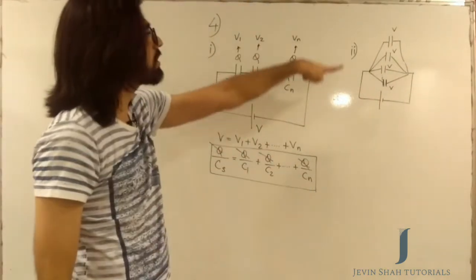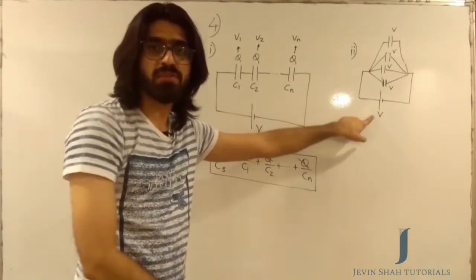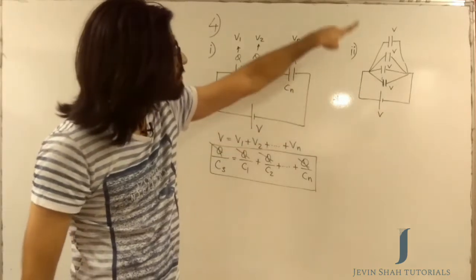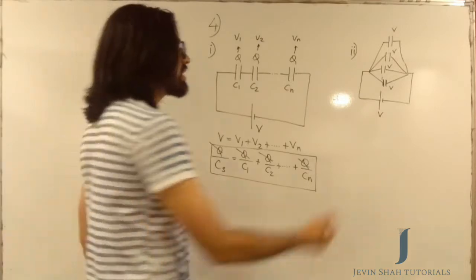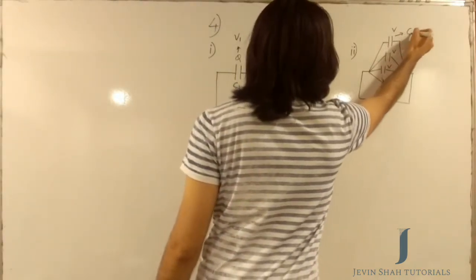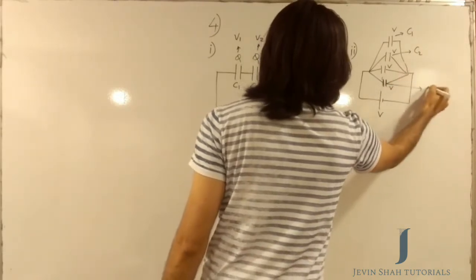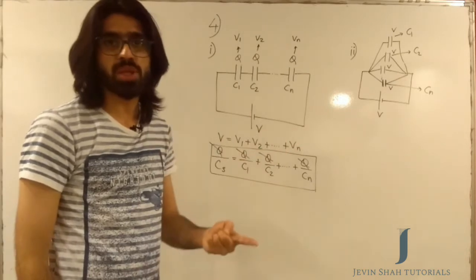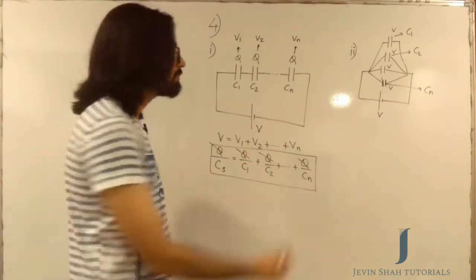All these capacitors are connected across this battery of potential difference or EMF equal to V, and because EMF of the battery is equal to V, the potential difference across the plates of every capacitor will be equal to V. Let's consider the capacitance of the first capacitor as C1, the second one as C2, and the nth one as Cn. The charge developed on the first capacitor will be Q1, the second Q2, and the nth one will develop a charge of Qn.